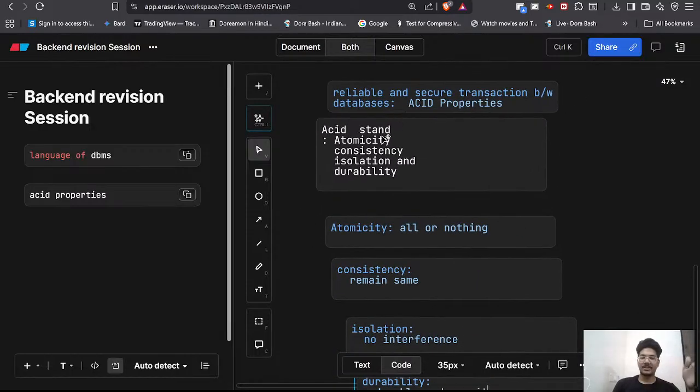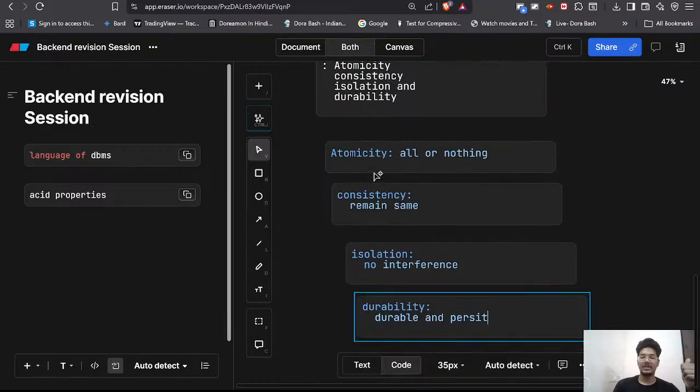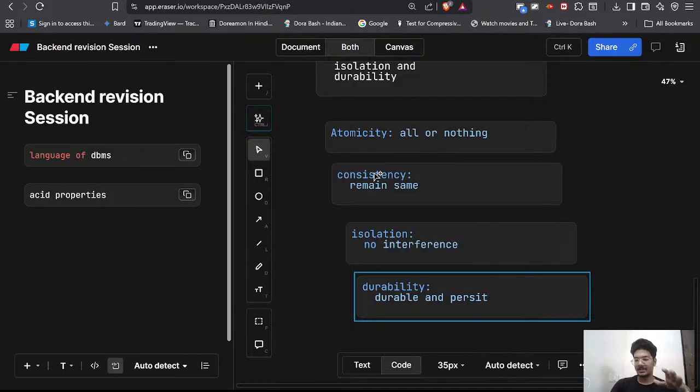ACID properties stand for atomicity, consistency, isolation, durability. Atomicity means all or nothing: either the entire transaction takes place at once or not at all. Consistency means the database must be consistent before and after the transaction. Isolation means no transaction can alter the data during the transaction. And durability means the transaction made should be durable and persistent.